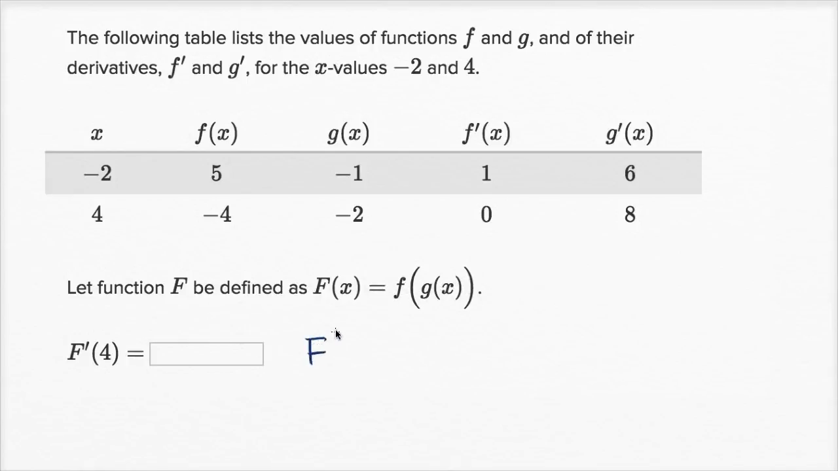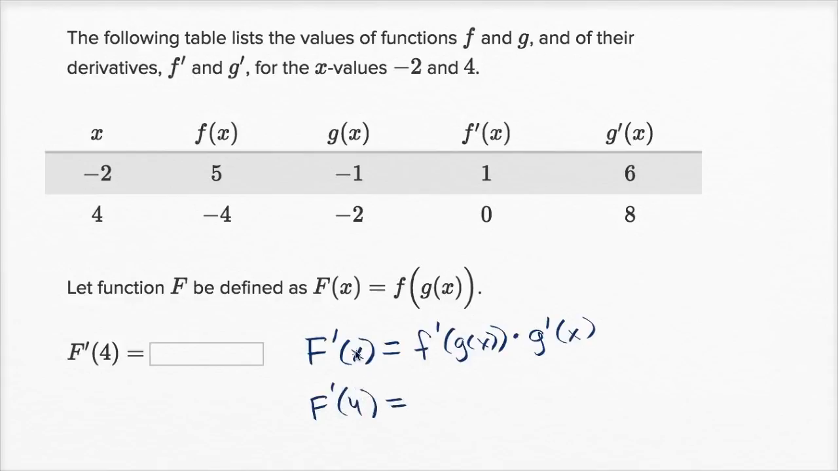And I'm just going to restate the chain rule. The derivative of capital F is going to be the derivative of lowercase f, the outside function, with respect to the inside function, so lowercase f prime of g of x, times the derivative of the inside function with respect to x, times g prime of x. And if we're looking for F prime of 4, well, everywhere we see an x, we replace it with a 4. That's going to be lowercase f prime of g of 4 times g prime of 4.